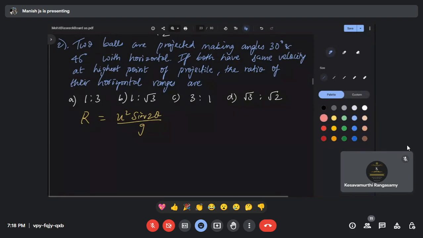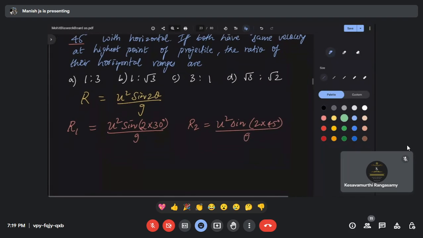We'll see it. So here, we are talking about two balls being projected. So we have two different angles involved. Let us say R1 for the first ball. So what is R1 according to the given situation? It is u square sine 2 theta, that means 2 times 30 degrees, upon g. Same way, R2, for the second ball the projection angle is 45, so u square sine 2 times 45 degrees upon g.